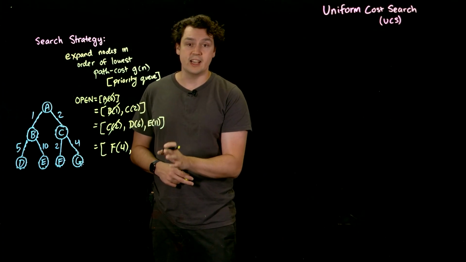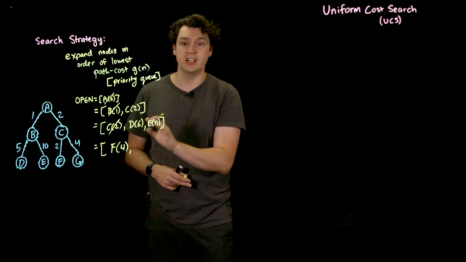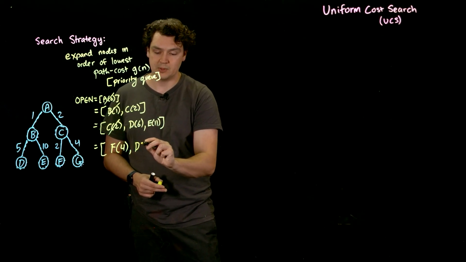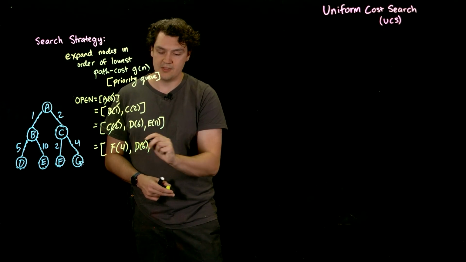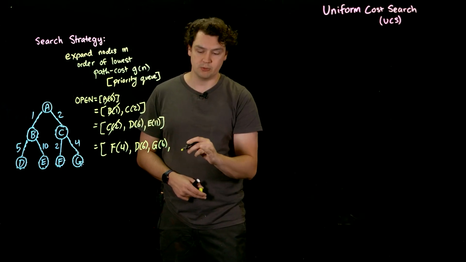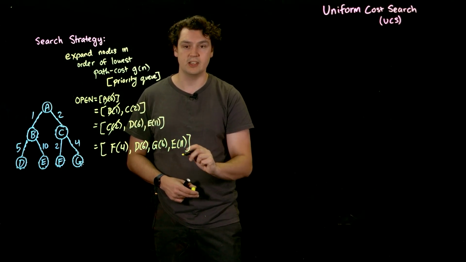So what's important right now, though, is that they both have the same cost. They are both ranked the same according to G of n. You can put them in either order. I'm going to keep D with 6 in first, and then I'll enter in G with 6. And finally, we have to remember that E is still around with our cost of 11.